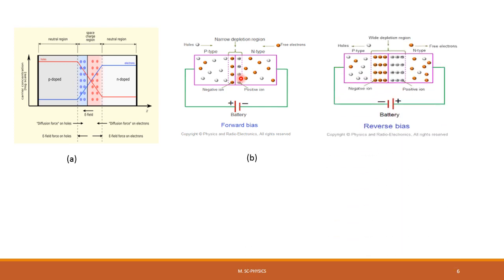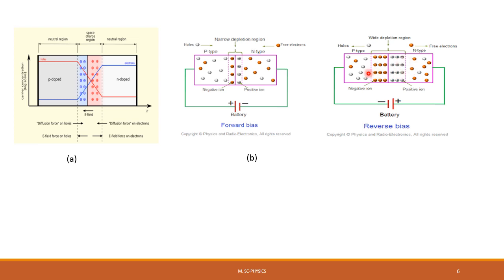And then it is in reverse bias. In reverse bias, all are majority carriers. Why? Because in this depletion region, here are the negative ions. We have to give the p region negative charge and the n region positive charge.